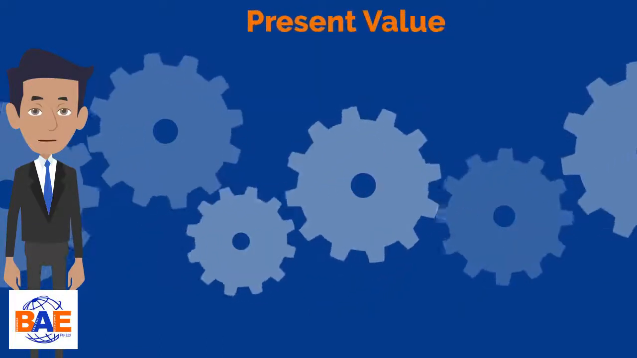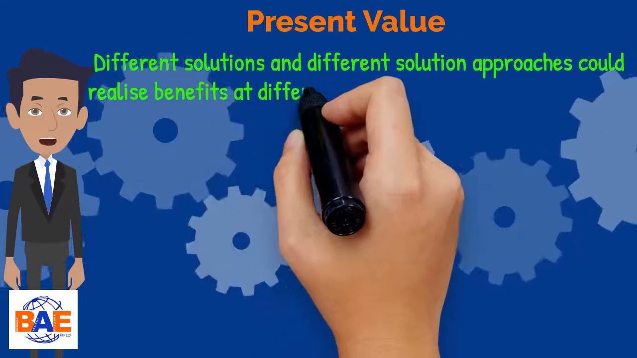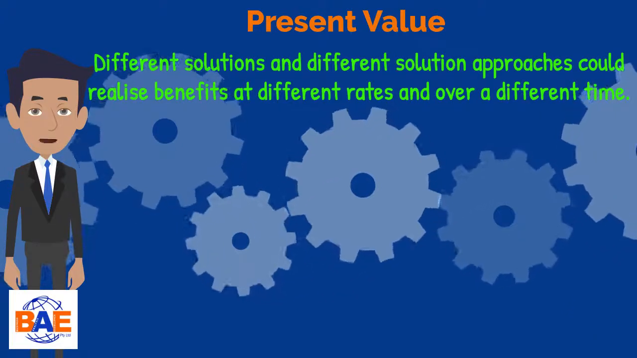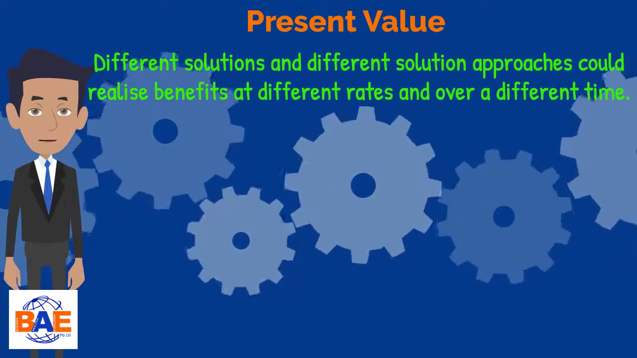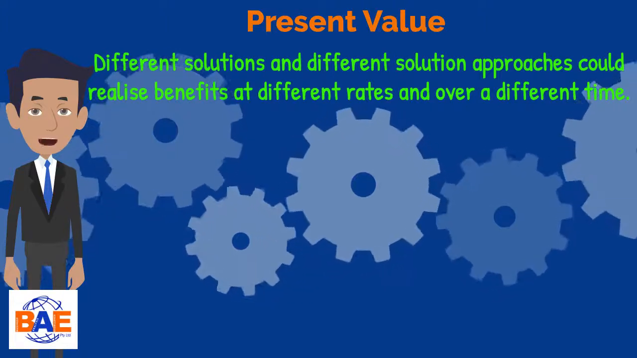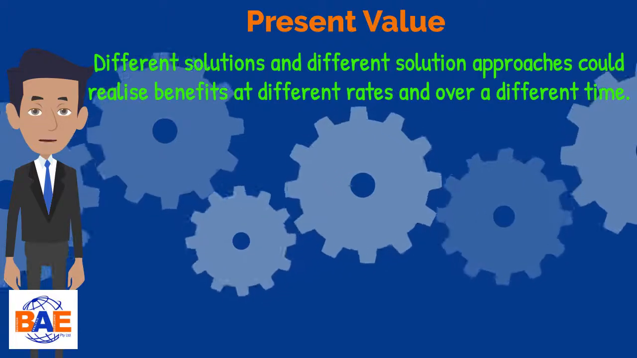Present value. Different solutions and different solution approaches could realize benefits at different rates and over a different time. To objectively compare the effects of these different rates and time periods, the benefits are calculated in terms of present-day value. The benefit to be realized sometime in the future is reduced by the discount rate to determine its worth today.